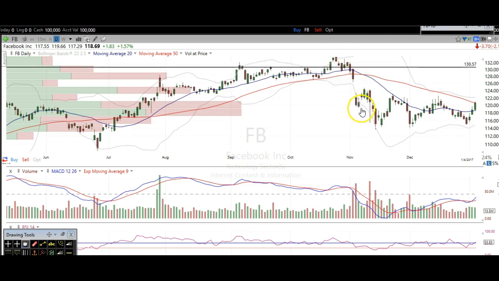And I believe this was the earnings reaction, as you can see. So we had that false breakout right here. So you got that warning before earnings came out that we got rejected at these price points. So Facebook did not want to stay up here, all right? So now you get that warning.